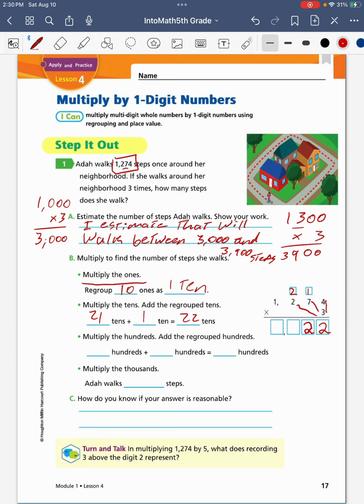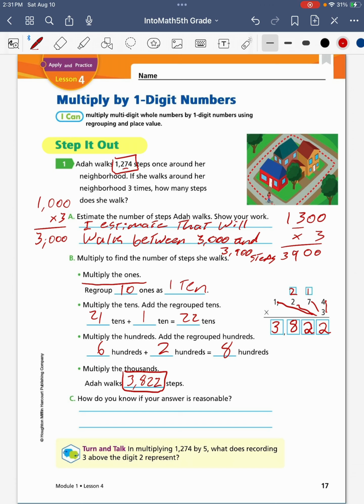I multiply 3 times 2, which gives me 600. Then I add in my regrouped hundreds. I have 2 hundreds there. So I have 600 plus 200 for a total of 800. I put my 8 down here, and I move on to my next step. What is 3 times 1? Giving me a product of 3. This means that Ada walked a total of 3,822 steps.